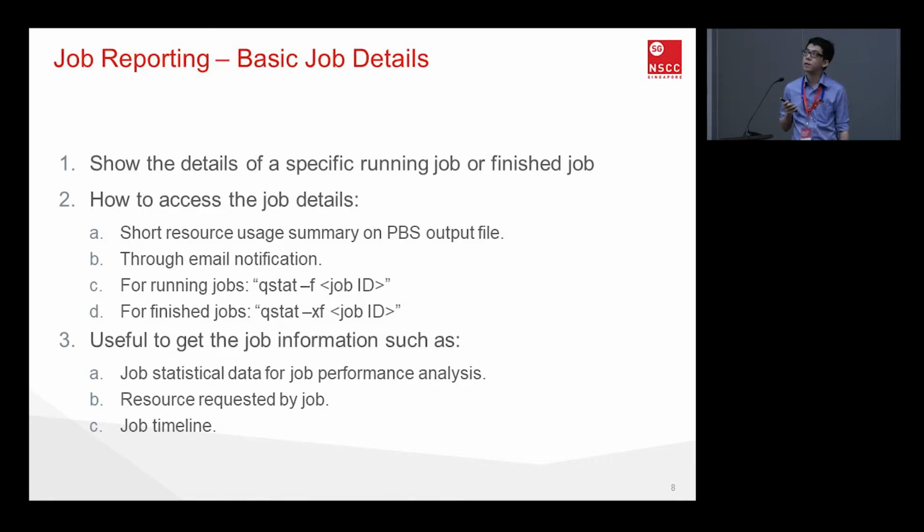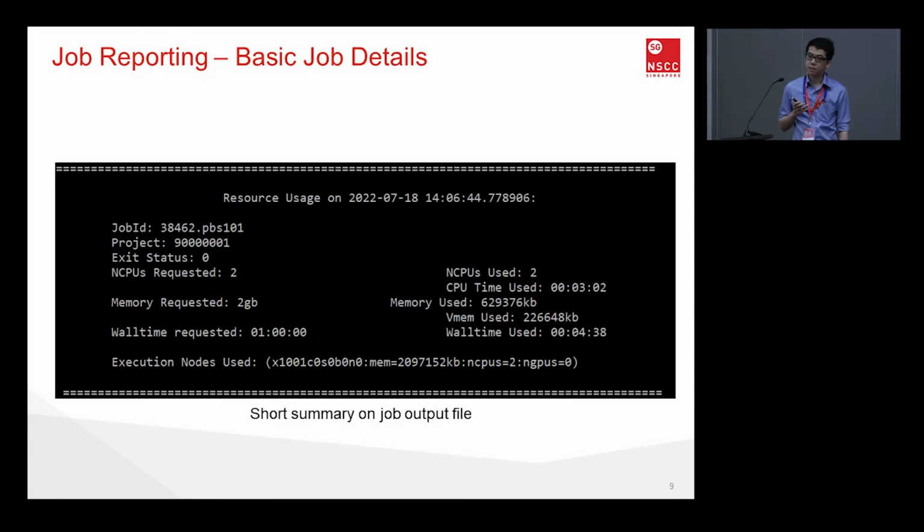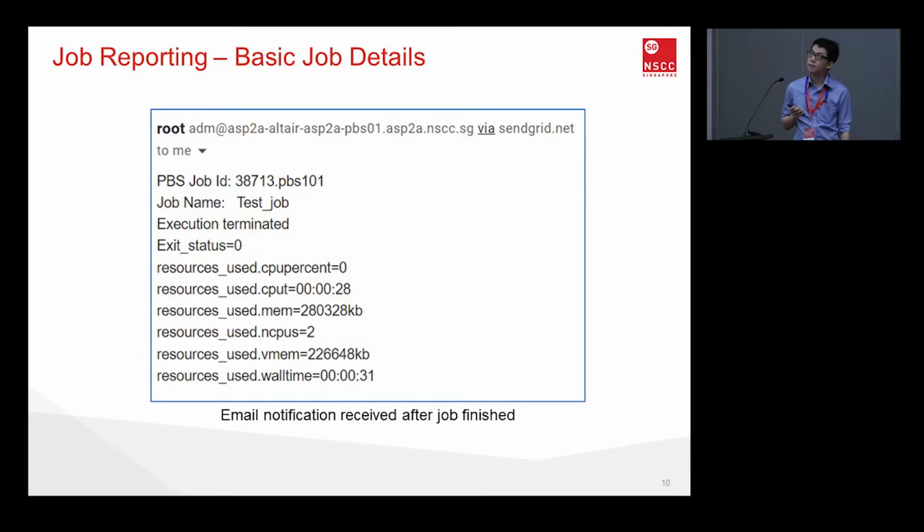For example, in the short summary of the job output file, you can see something similar to this. It will show you the job ID, the project, and all the information that you require here. For the email one, it's very similar to the job output summary.